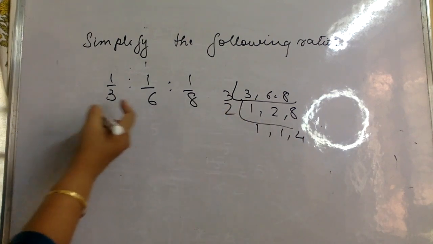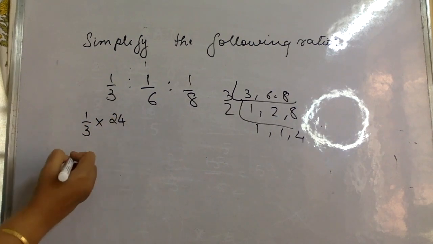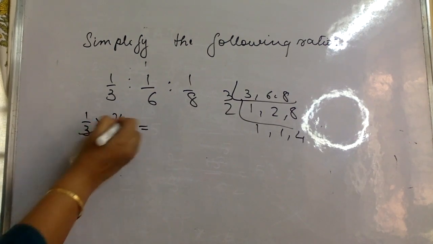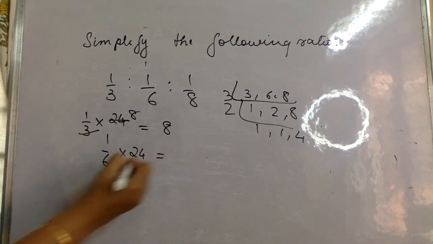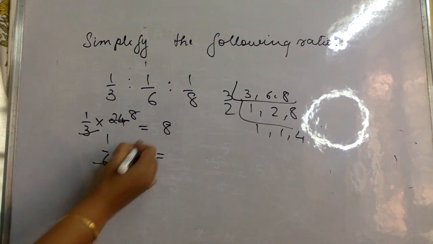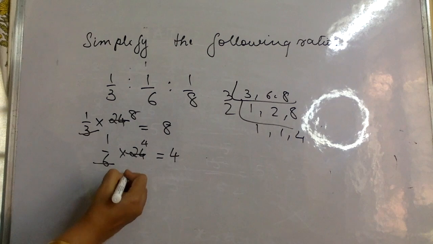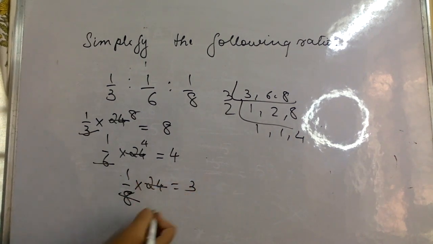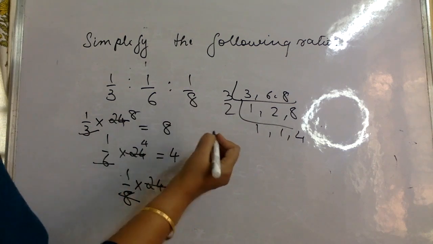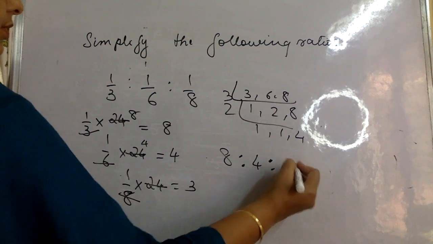LCM is 24. What I'll do is I'll multiply each one of them with 24. Okay, so what I get is 8 here, 1 by 6 into 24. See, I am not multiplying with a random number, I am multiplying with the LCM. So this is a 4 and 1 by 8 into 24, which is a 3. So the ratio now becomes equal to 8 is to 4 is to 3.